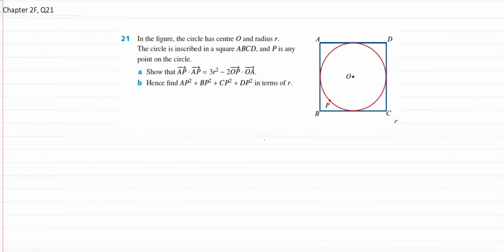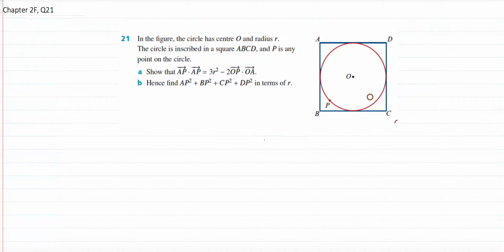Question 21 is the last question of this chapter. It's also one of the hardest questions, if not the hardest question in the chapter, outside of chapter review. So let's get into it. Question 21. In the figure right here, the circle has center O and radius R. So the length from O to any point on the circle is R. The circle is inscribed in a square ABCD, and P is any point on the circle.